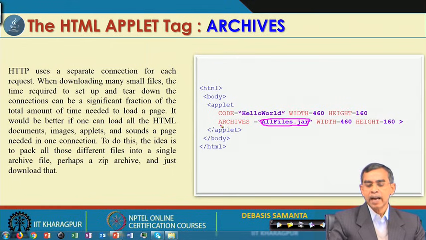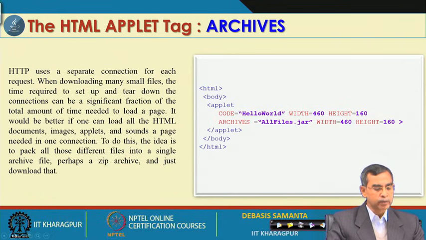So, this archive command basically gives an idea about which jar file needs to be fetched only once in the lifetime of the viewing. So, this is the idea about the archive tag specification in the applet code.